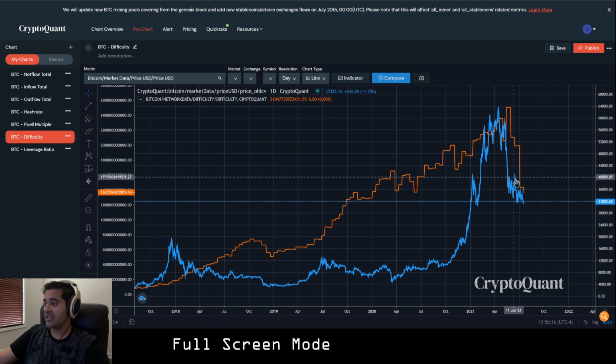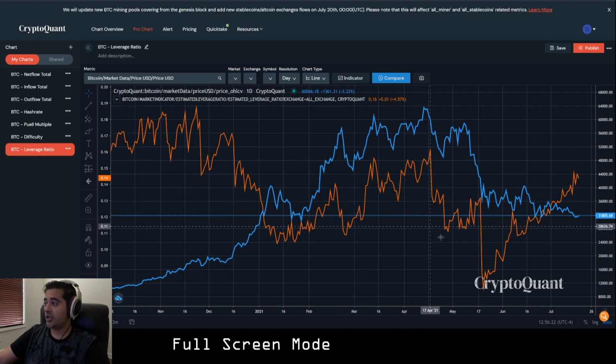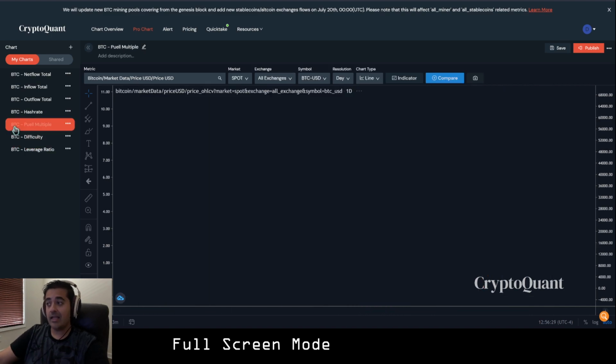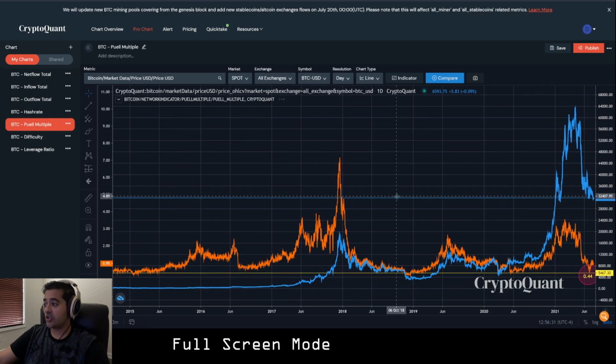Bitcoin difficulty has continued to drop, which means that it is more profitable to mine Bitcoin right now. Leverage ratio has started to go back up, which means that more people are using leverage and starting to trade on derivatives again. The Puell multiple, which kind of shows the value of Bitcoin, bottomed out at about 0.44 and now has continued moving in an upward sideways trajectory. It is still technically on a downtrend, so we want to keep an eye on this.